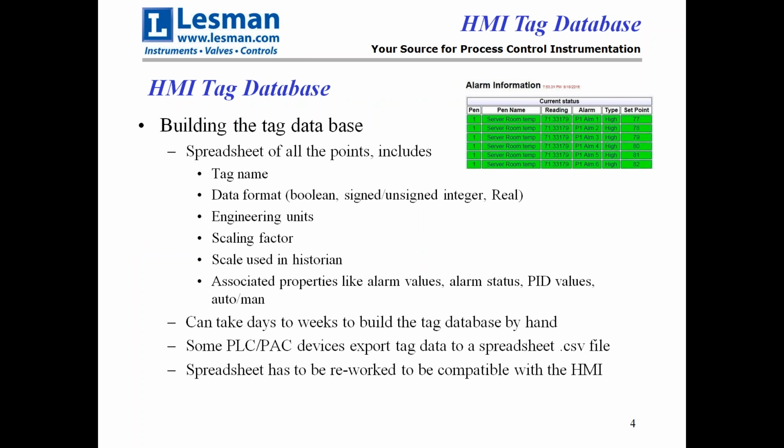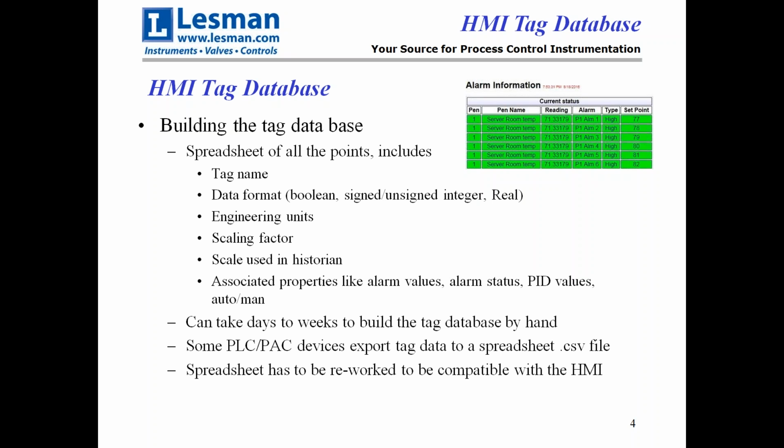When I talk about a tag database, it's really a huge spreadsheet. It has in it all the tag names, the data format, how the data is dealt with at a binary level, the engineering units, and scales, both the scaling factor for the data value itself and for the scale where it's used on the historian. Then there's also, usually in today's world, a whole bunch of other things called properties. They're associated properties like alarm values, alarm status, whether a loop is in auto or manual, that are associated with this main tag. And it can take days or even weeks to build a tag database by hand.